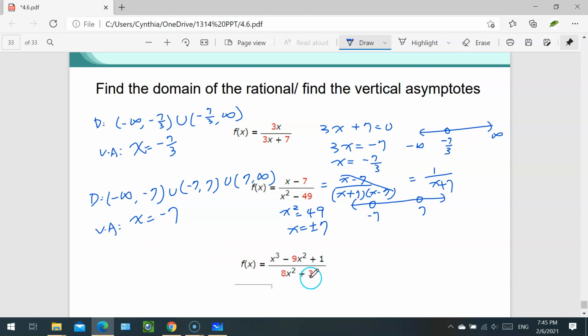Finding the domain of this one, we set 8x squared plus 3 equals 0. So 8x squared is equal to negative 3. x squared equals negative 3 over 8. That means x equals plus or minus the square root of 3 over 8. I have the negative sign, and I bring it outside as the imaginary unit i. Now, this is an imaginary number. We cannot find these two points on your number line.